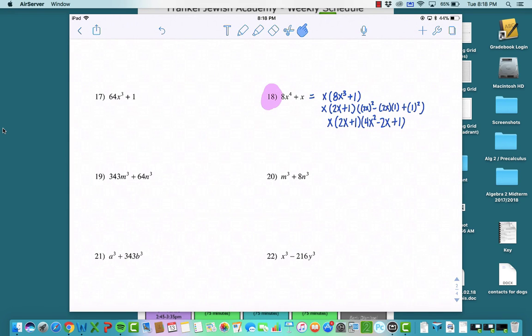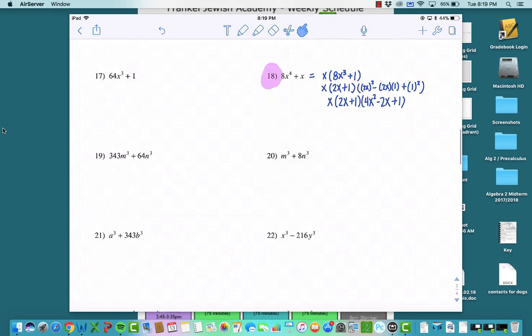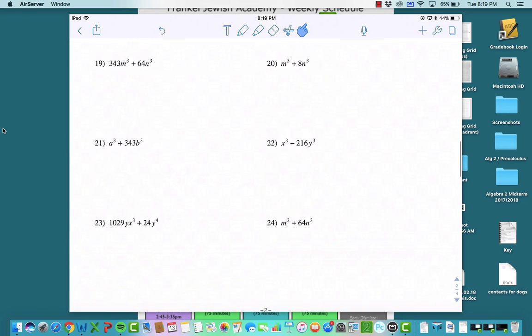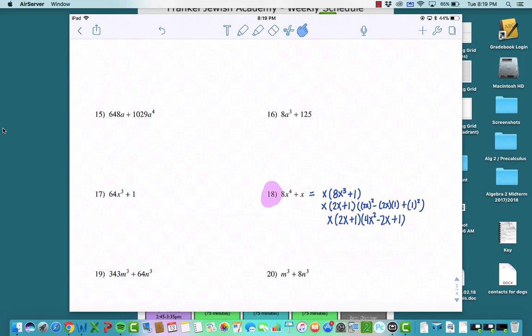Now, I know what some of you are doing. You're looking at problem 19, or problem 21, and you're like, I don't recognize the 343, or you're looking at 22 and you're saying, I don't recognize the 216. Well, any number that's not negative 5 through 5 cubed, you'll have a calculator for. Like 23. 23 is a pretty difficult one. You'll probably have a calculator for it. So just worry about the ones that are negative 5 to 5 cubed. Everything else, you'll have a calculator for. Like 15. 15 requires a calculator to find a greatest common factor.